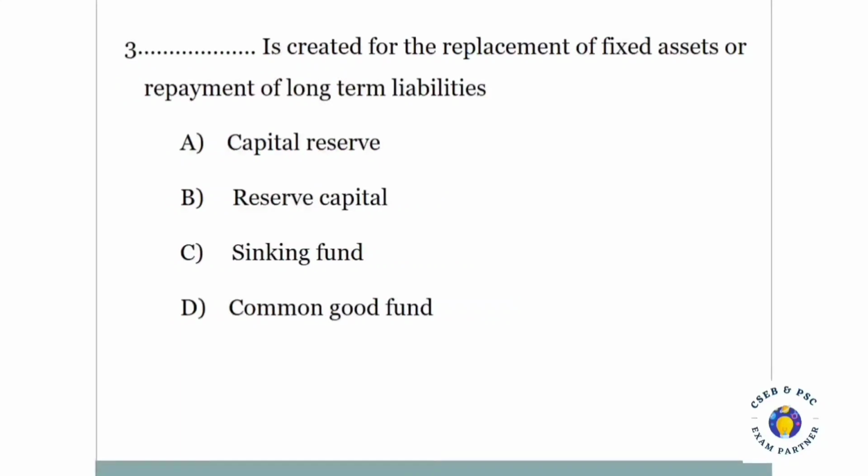Question number 3. Dash is created for replacement of fixed asset or repayment of long-term liabilities. Option A capital reserve, option B reserve capital, option C sinking fund, option D common good fund. Answer is option C sinking fund.